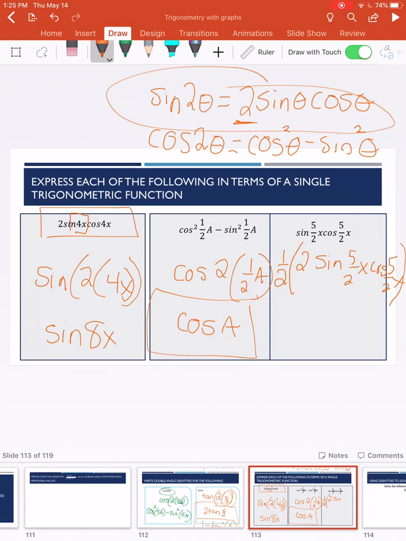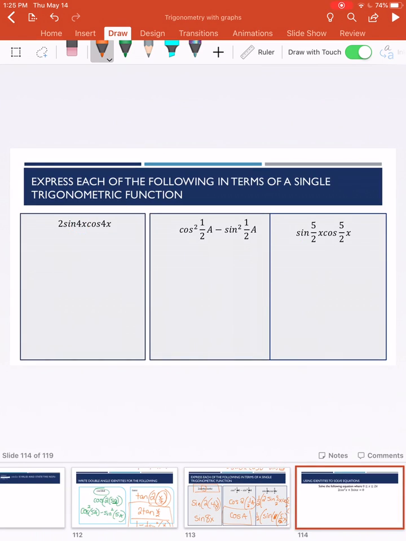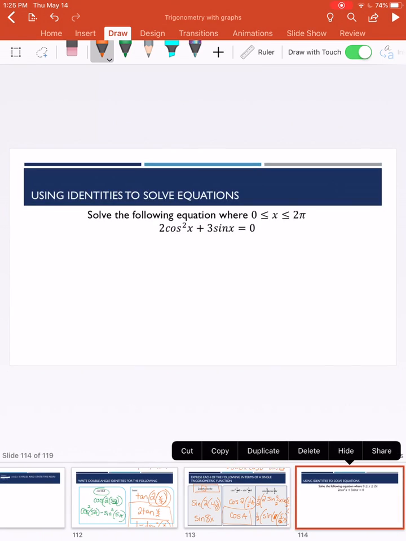So I have 1/2 times 2 sine 5/2x cos 5/2x. Now I'll use that identity. I still have that 1/2 in front, but I'm going to have sine of my double angle times the angle, which is 5/2x. The 2's cancel out here, so I'm just left with 1/2 sine 5x. There we go.